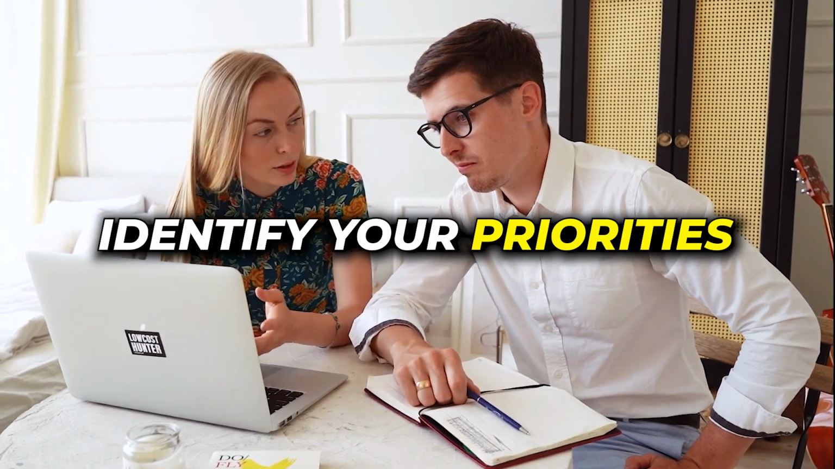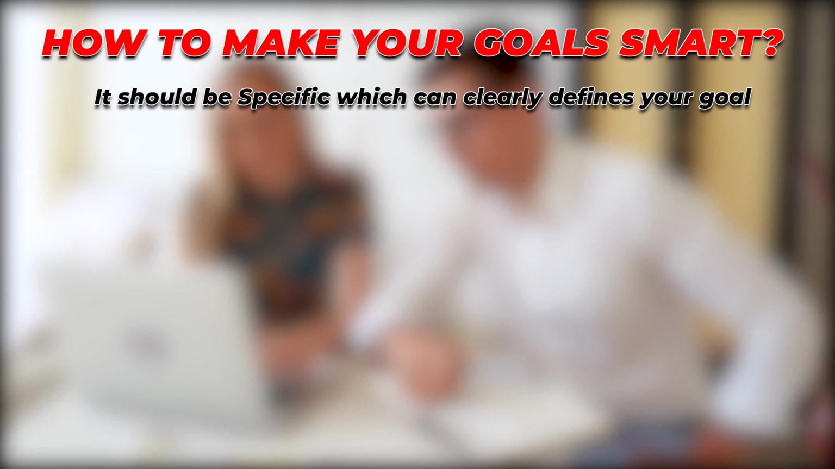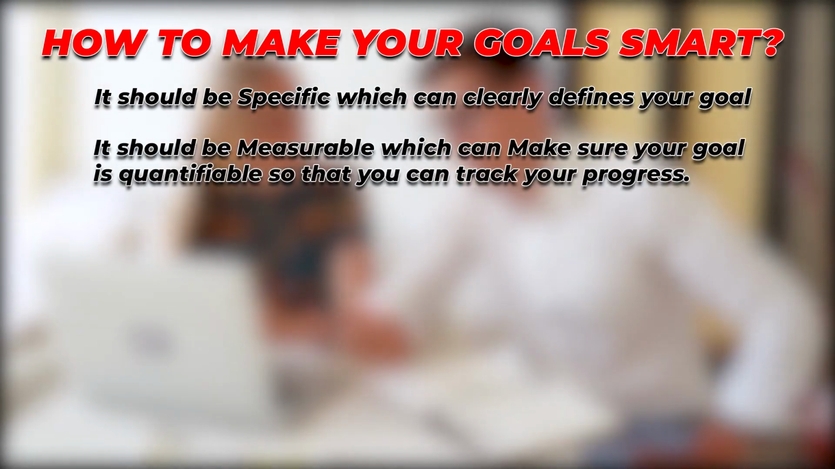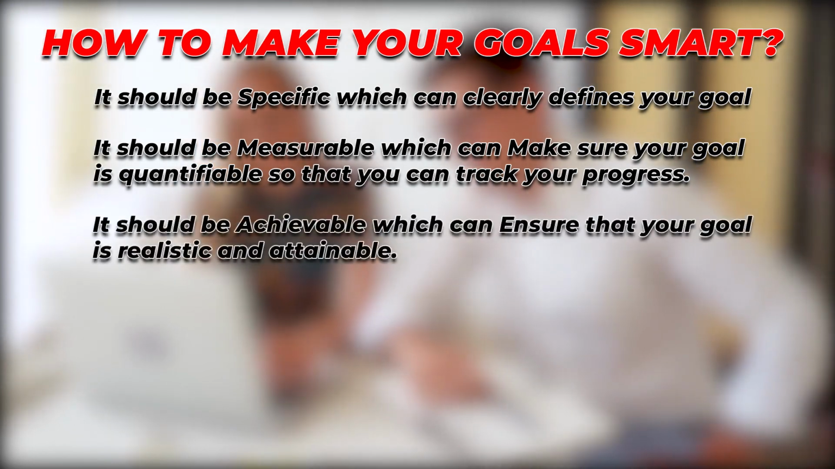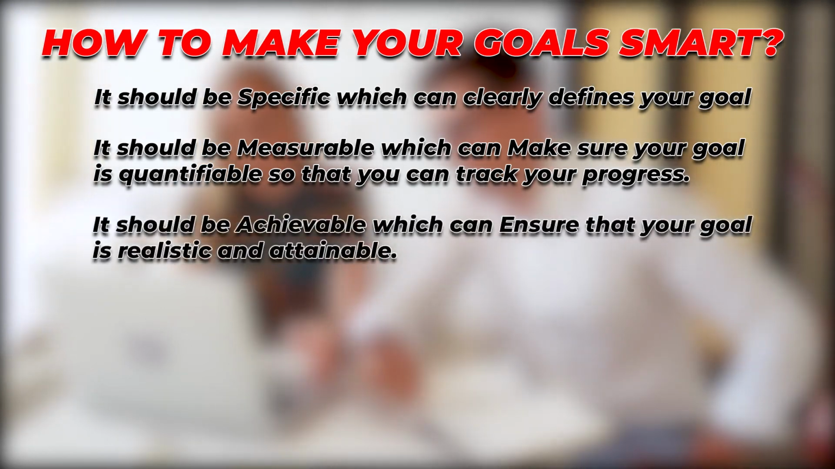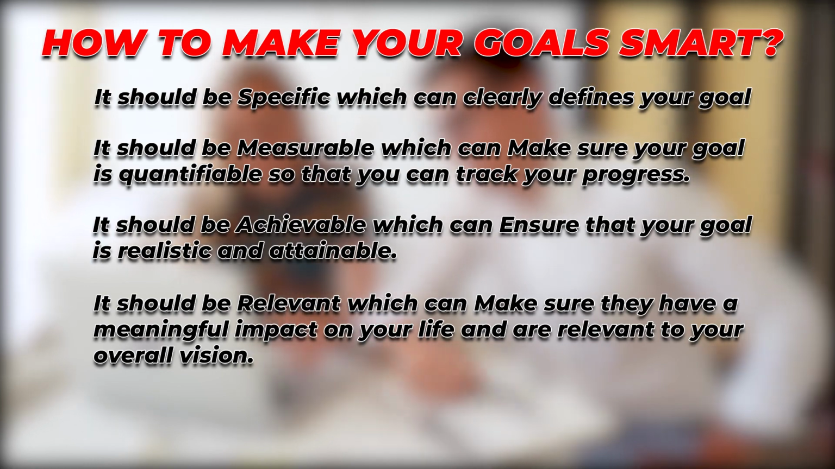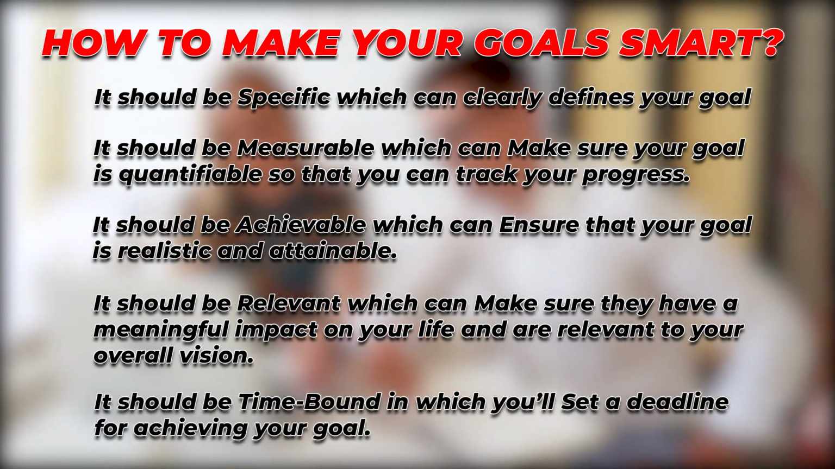Once you've identified your priorities, it's time to make your goals SMART. It should be specific, which clearly defines your goal. It should be measurable, which makes sure your goal is quantifiable so that you can track your progress. It should be achievable, which ensures that your goal is realistic and attainable. It should be relevant, which makes sure they have a meaningful impact on your life and are relevant to your overall vision. And at last, it should be time-bound, in which you'll set a deadline for achieving your goal.